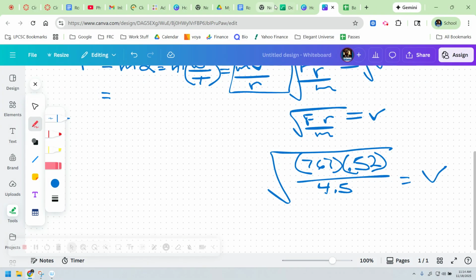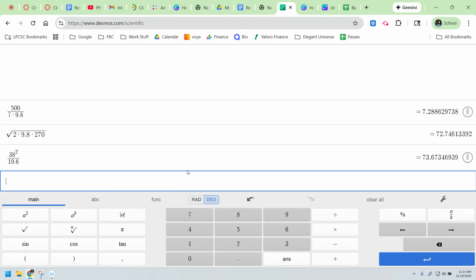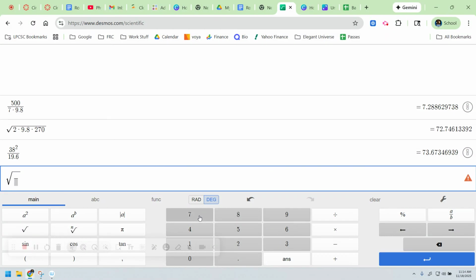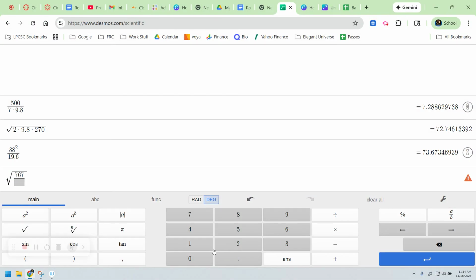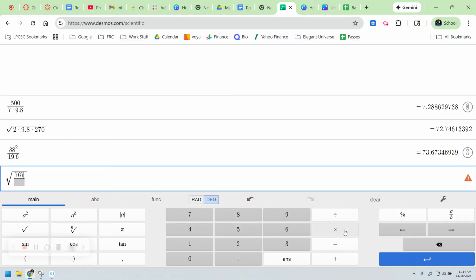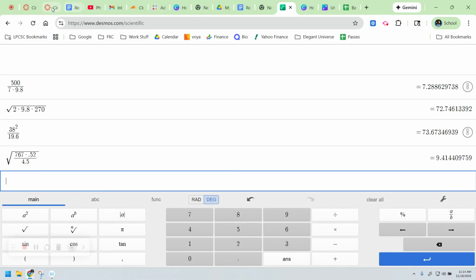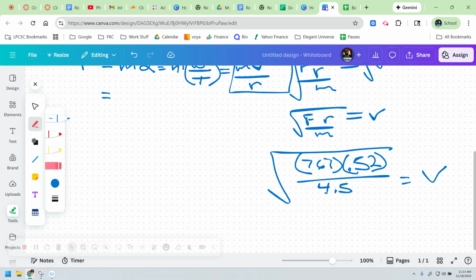Alright, so we're gonna plug that into our calculator and see what we get. So we're gonna do the square root of, and then a fraction, 767 times 0.52, divided by the mass, which is 4.5 kilograms. So it says it's 9.41. 9.41, okay. Oh, it's meters per second. Meters per second, yeah.